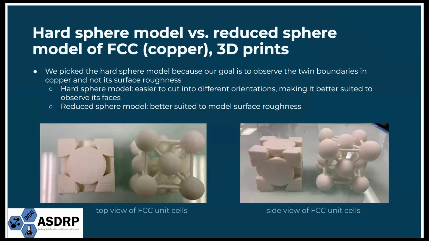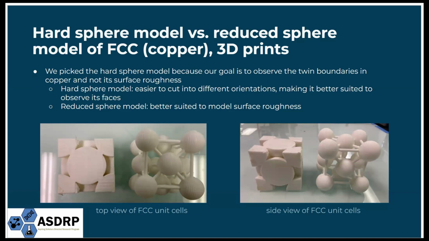So to start off our research into copper and its twin boundaries, we first had to understand the structure of the copper, which is modeled by the FCC unit cell. In an FCC unit cell, the atoms are located at each corner of the cube and at the center of each face of the cube. They're layered specifically in that arrangement because the structure makes the atoms closely packed together, which maximizes the density of the material. And in our case, the copper we're analyzing.